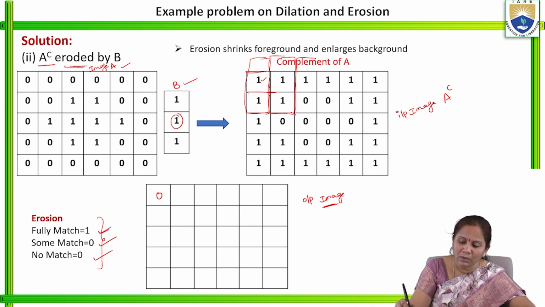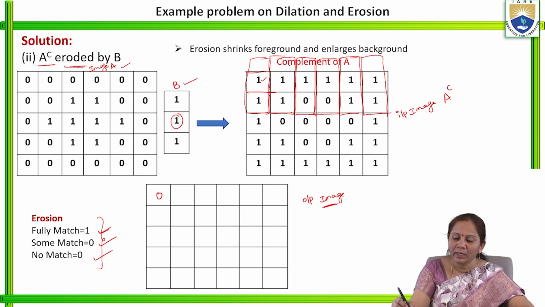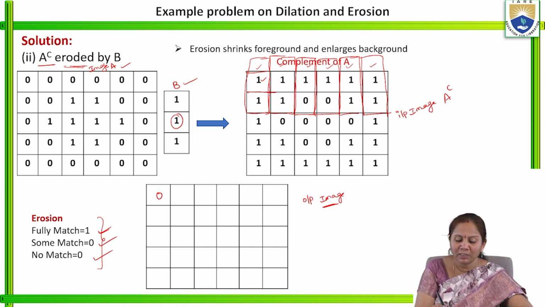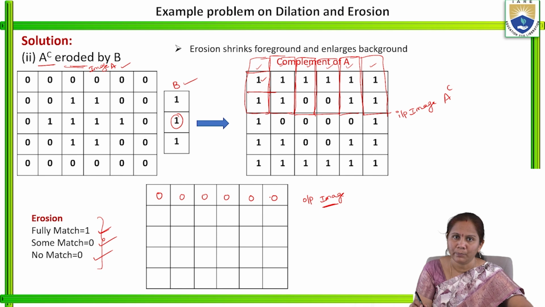So if you place the structuring element in order to find the first row, in all these cases these elements are missing. Even though the remaining elements are matched, if one element is missing, it comes under some match only, that is partial match. So automatically all the elements in the first row will become 0.